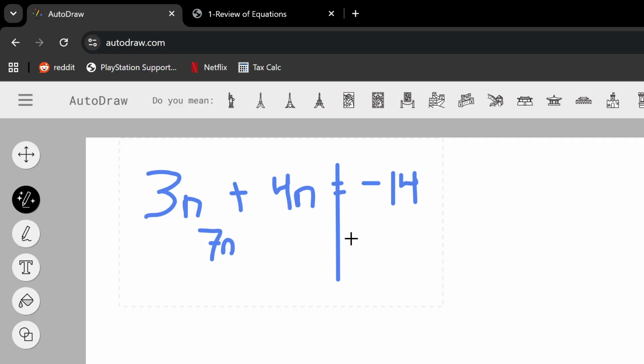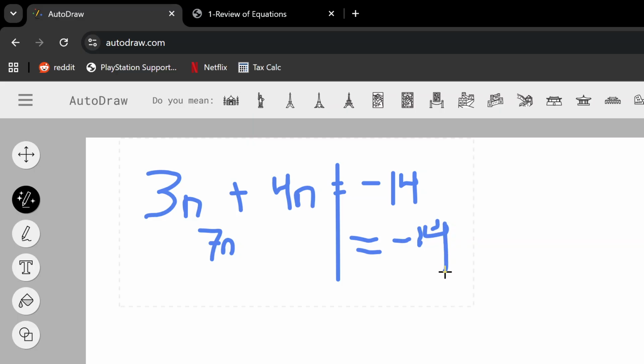We still have this negative 14, though. We cannot forget about that yet. So our new equation becomes 7n equals negative 14. But now that we're here, it's very simple. Because I want n by itself on one side, the only thing we gotta do is erase this number in front of n. The way to do that is division, because 7 divided by 7 equals 1. Any number divided by the same number is 1.